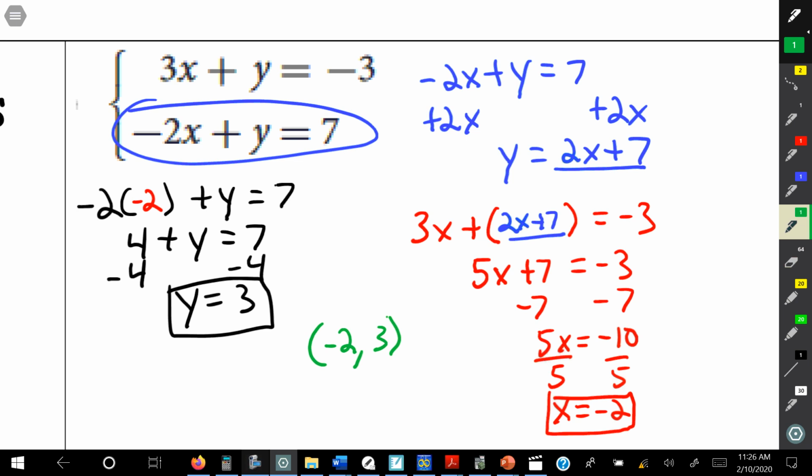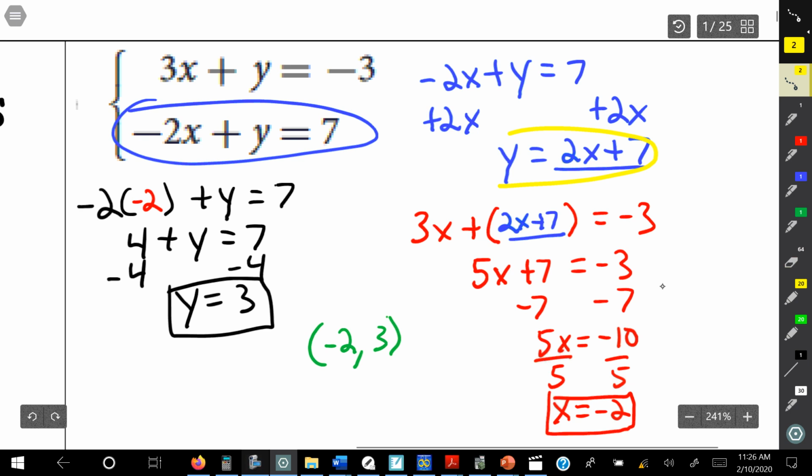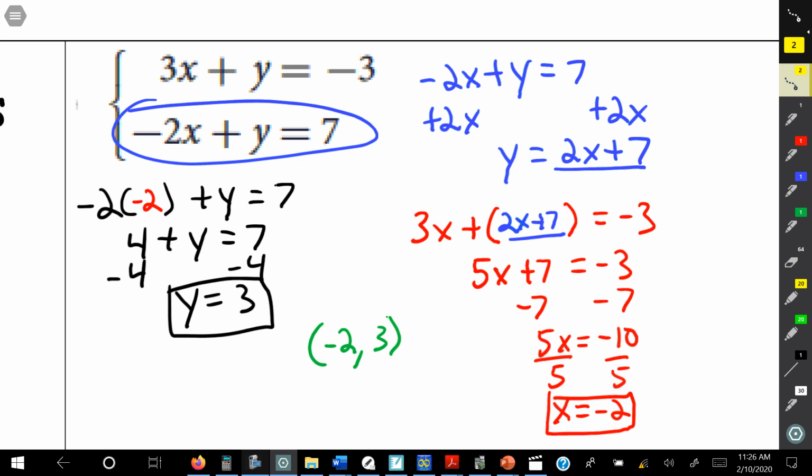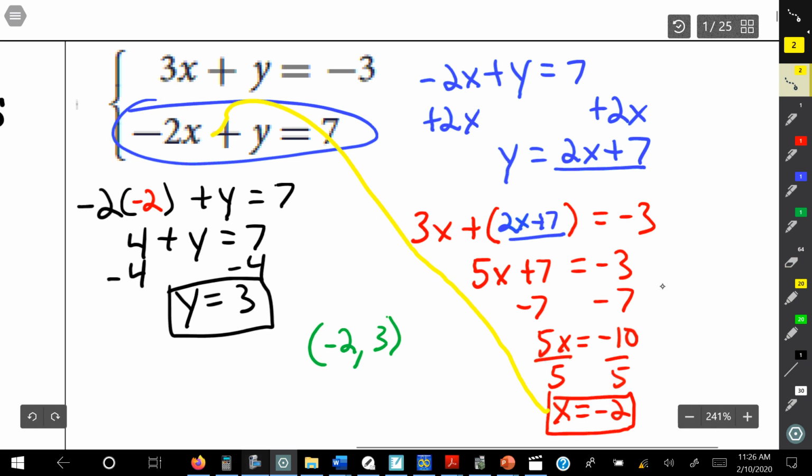So step 1, I solve for y. Step 2, I plug that in and got an actual value for x. Step 3, I might have skipped a step there, but the next step here is going to take this and plug it in for x and figure out what y is. And then finally, you write out your x and y as your coordinates.